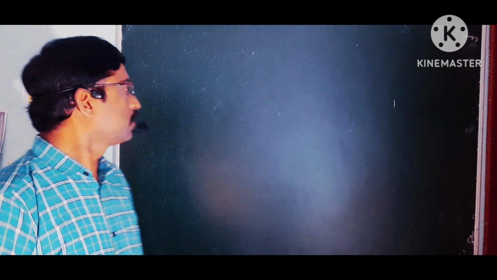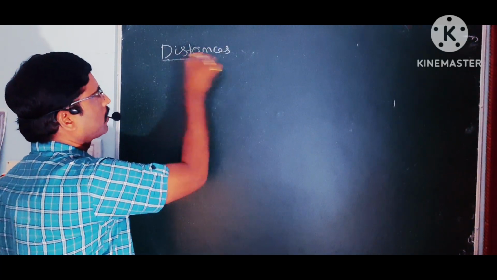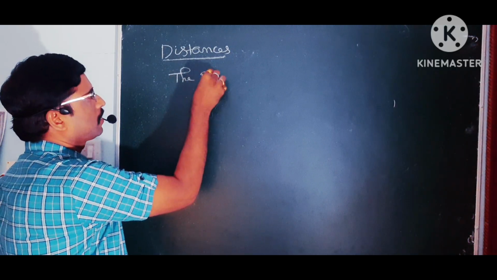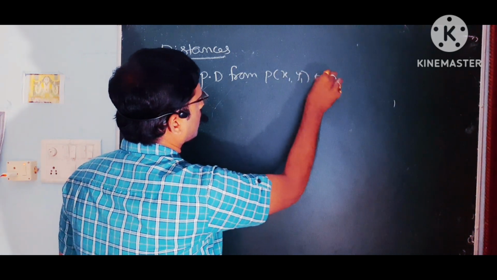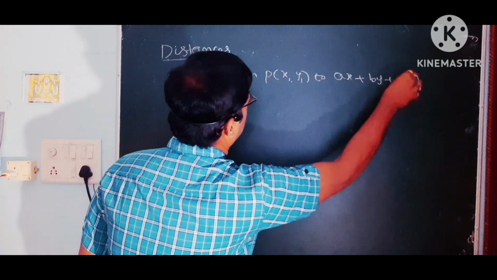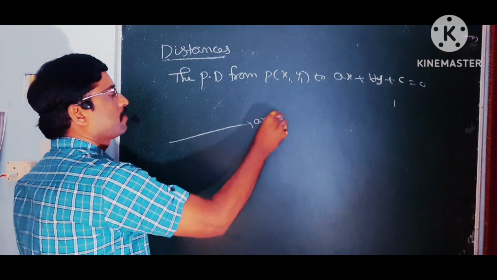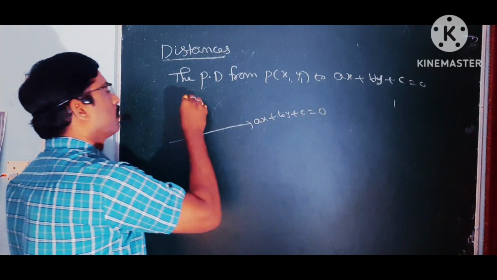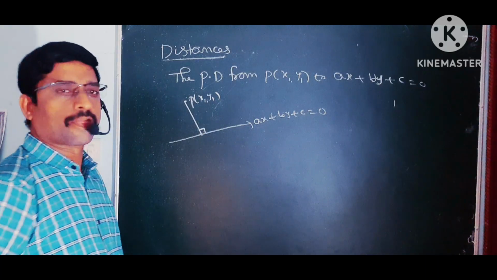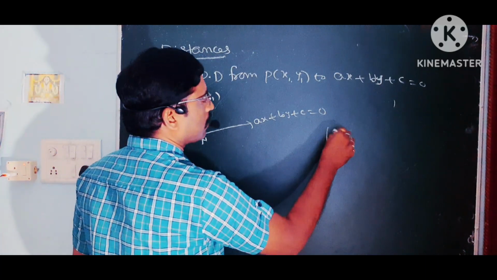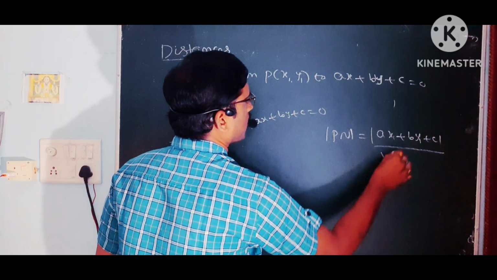Now I am going to explain the distance formulae. First point, the perpendicular distance from P(x1, y1) to ax plus by plus c is equal to 0. Here, from point (x1, y1) to the line, the perpendicular distance, what is the length formula? Modulus of ax1 plus by1 plus c by root under a square plus b square.